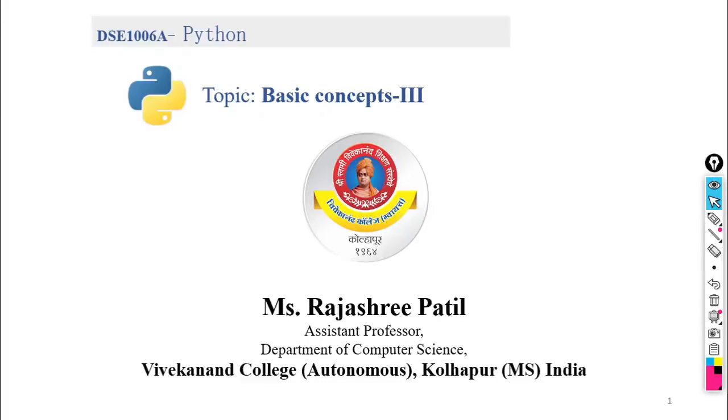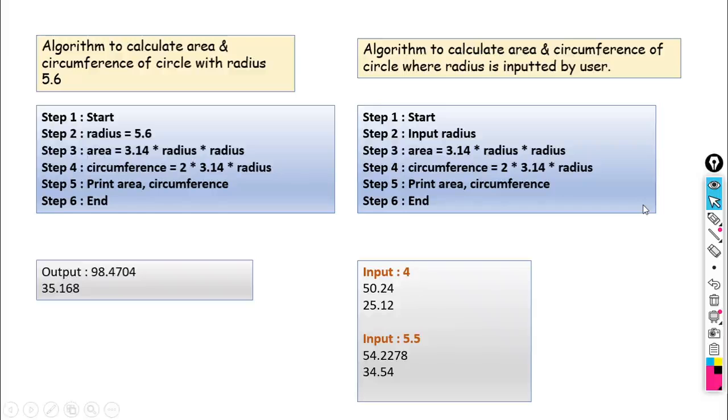So when we input some value to the computer, or when we input some value to the algorithm, we can call it an interactive algorithm or interactive program. Let us see another example, so you can understand this in a better manner. This is the example algorithm to calculate area and circumference of a circle, when radius is 5.6.